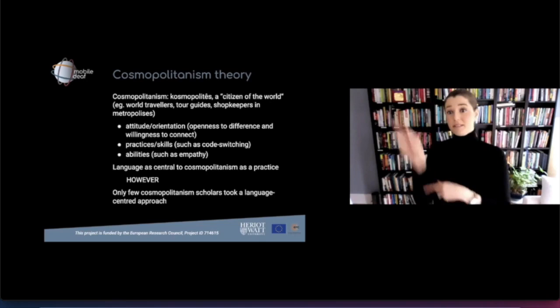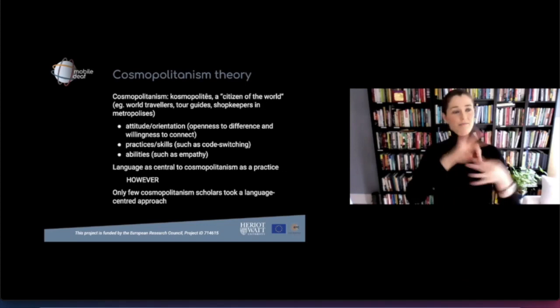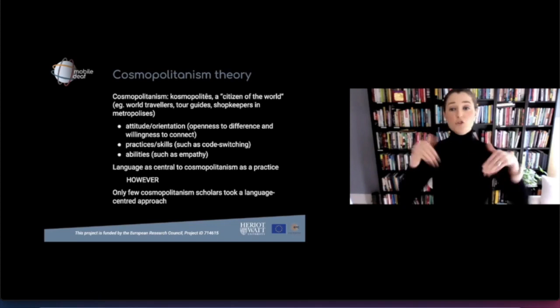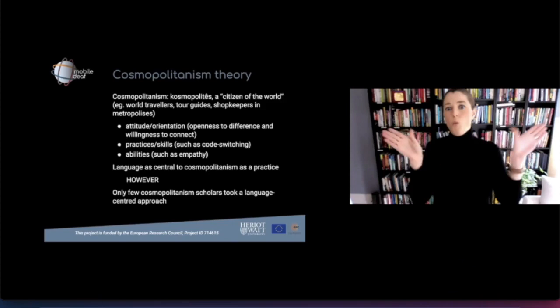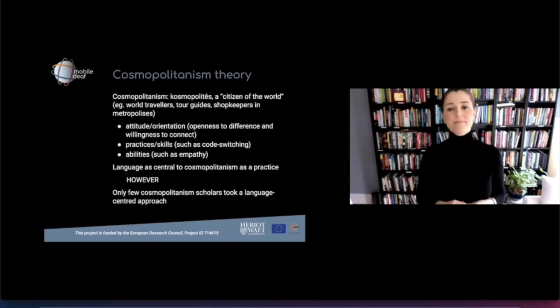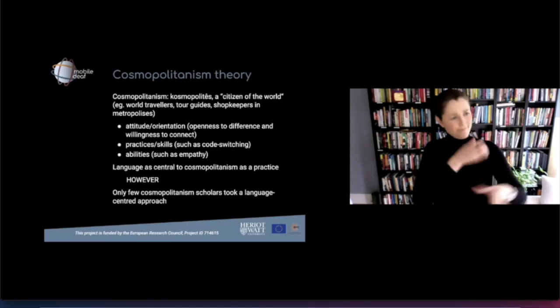Cosmopolitanism theory defines cosmopolitanism as people being citizens of the world. So, for example, a world traveller, a tour guide, or a shopkeeper in a metropolis. These are all cosmopolitans. They're citizens of the world. And their cosmopolitanism is manifested through their attitude, their orientation, their openness to difference and willingness to connect with others. Also, what practices they engage in, what skills they use, whether they engage in code switching between different languages, but also the abilities that they have to empathise with others that they're conversing with.